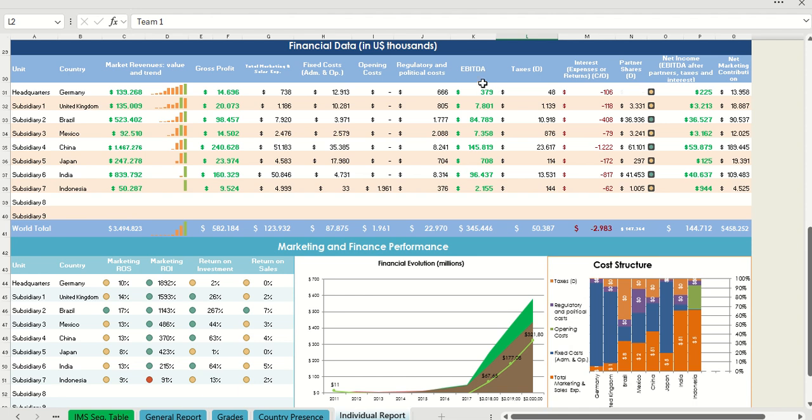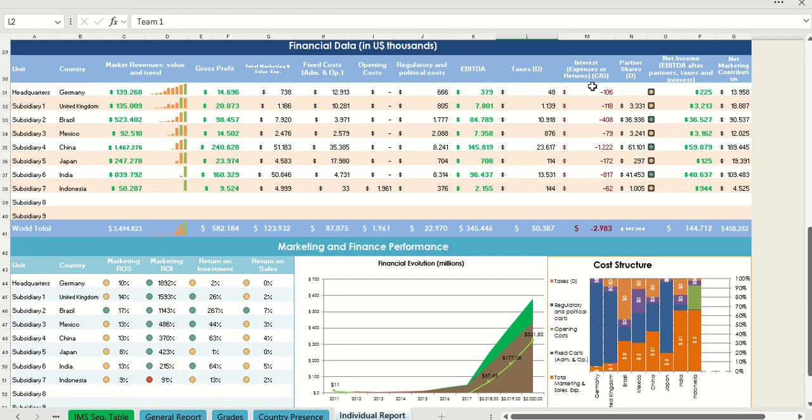Here we have the EBITDA, the earnings before interest, taxes, depreciation, and amortization. Basically, the operational profit of the business. Here we have the highest profits for China and India. And finally, we have here taxes that you pay in these different markets. So more taxes in China, Brazil, and India.